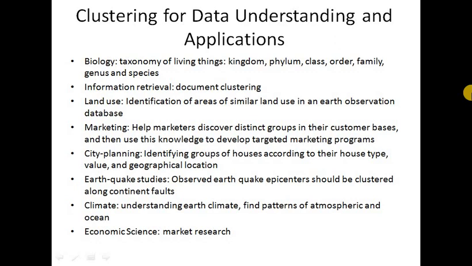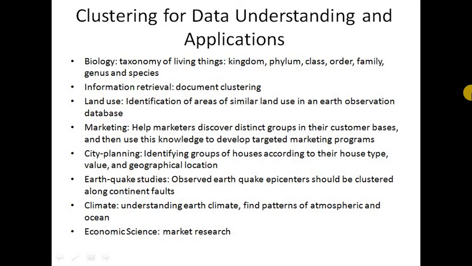So, clustering for data understanding and applications. There are some applications: biology, taxonomy of living things; information retrieval, that is documentation clustering; land use, where we can identify particular areas of similar land use in an earth observation database; marketing; city planning; earthquake studies, where observed earthquake epicenters should be clustered along continent faults. Climate and economy are also among the clustering applications.